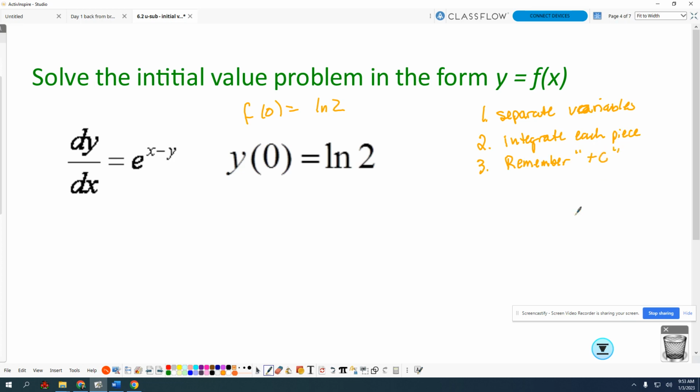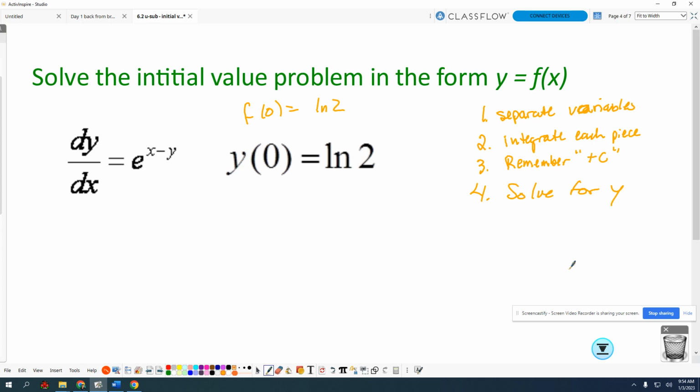So first step, when these are worth 5 points, if you do not separate the variables, x's with x's, y's with y's, 0 out of 5. If you can get plus C, the most you can get is 2 out of 5. How do I separate these?